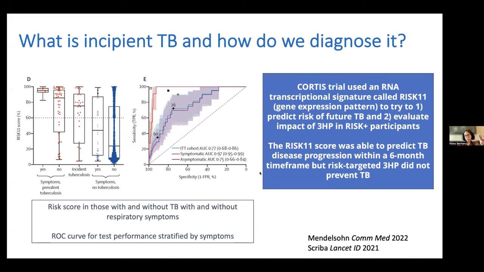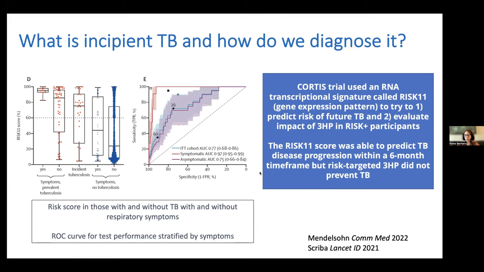But this figure is just demonstrating the performance of the score. And really it shows the problem with a lot of these RNA signatures. On the figure on the left, you see 5 different groups of people. The red dots are people who go on to develop TB, stratified by whether or not they had TB at the time that they were enrolled in the study. So that's prevalent TB or incident TB, where they develop TB in the future.